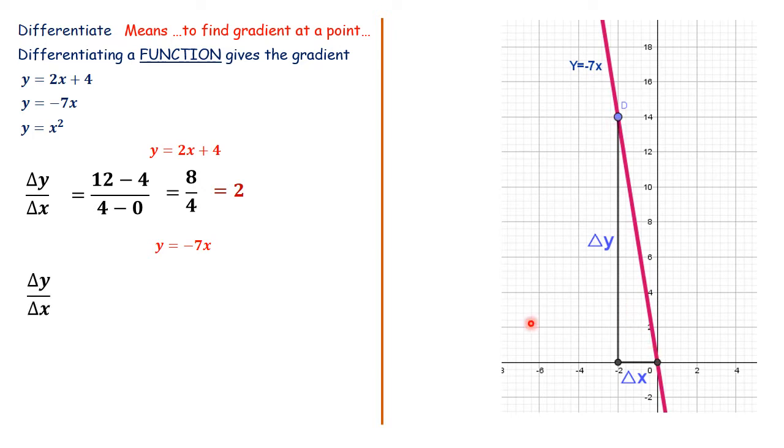So the change in y over the change in x will have 14 minus 0 in the numerator. The denominator, the change in x: how does it change from here to this point? It moves negative 2 steps. How? We have negative 2 minus 0. The x value here was 0. The x value here was negative 2. So we have negative 2 minus 0, which is negative 2, and we have 14 divided by negative 2. The answer is negative 7, and therefore we have obtained the answer we would have anticipated. What about y equals x squared?